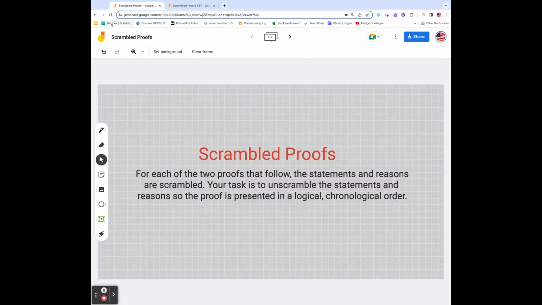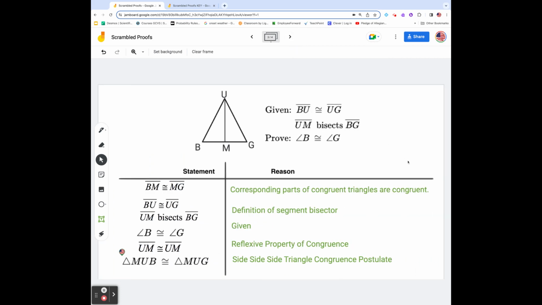Hello, you have a copy of a Jamboard entitled Scrambled Proofs. Directions are here. We want you to unscramble the statements and reasons of each proof so that your proof is presented in a logical, chronological order. At first glance, this proof looks complete, but it's not, because these statements are not in the right order. These reasons don't justify the statements.